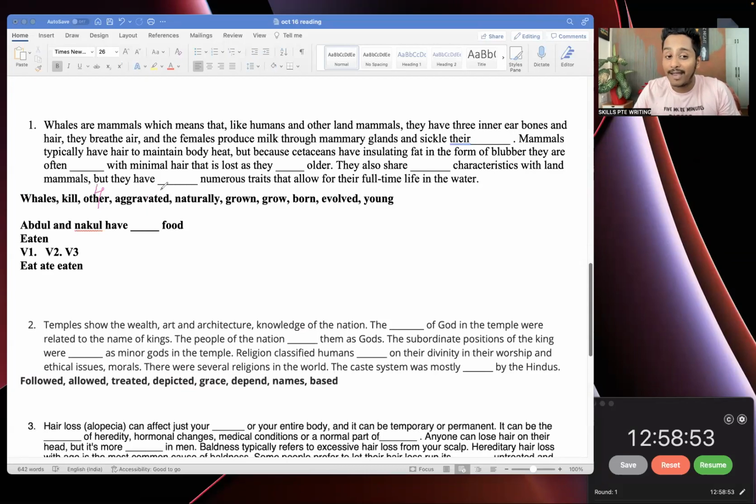They have evolved numerous traits. Traits means characteristics. Krishna, hope you're getting it. Here evolved comes. So now here they are born with minimal hair, very little hair. Today a baby whale is born, 1 day old. And when it becomes 5 years, that hair is gone. So minimal hair is lost as they become older, or as they grow older.